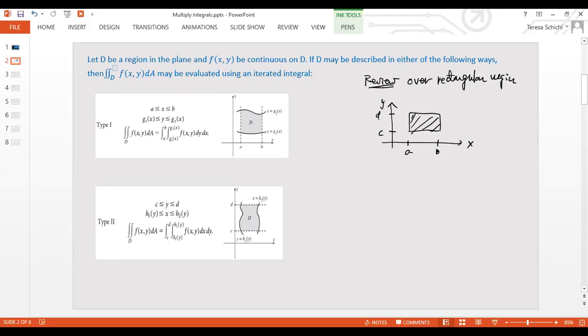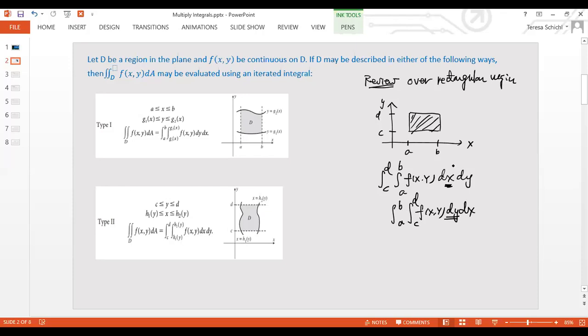Because this is a rectangular area, it's pretty simple. We just integrate f of x y. It depends on whether you do dx first or dy first. If you do dx first, you start with the x bounds, a and b. If you do dy first, then your limits are c and d.